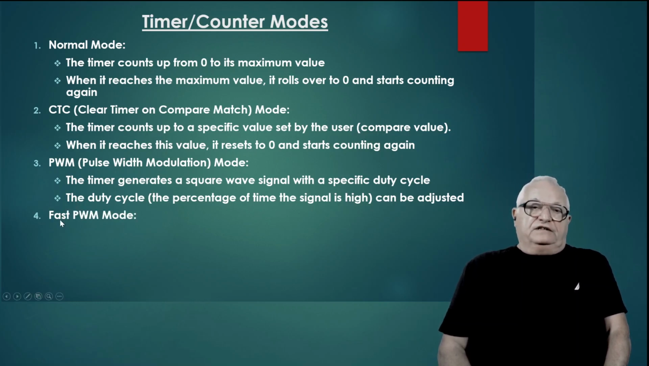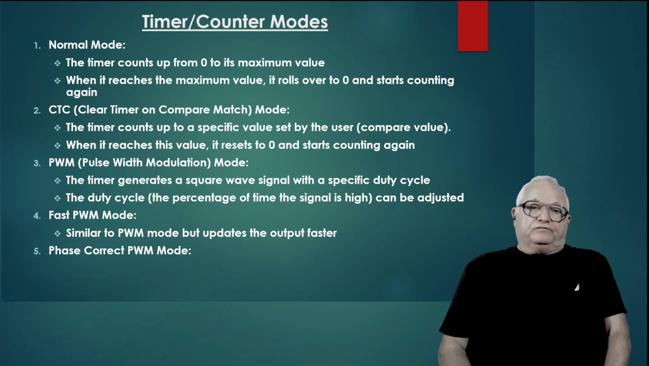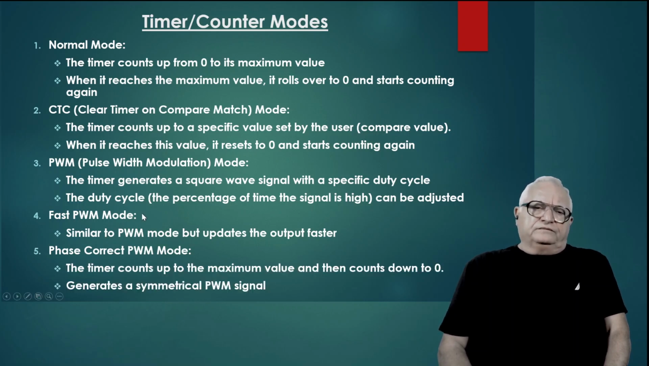Then we have a fast PWM mode, similar to the PWM mode, but it updates the output faster. And finally, we have the phase correct PWM mode. The timer counts up to the maximum value, and then counts down to 0. Basically it generates a symmetrical pulse width signal. Now we're going to program all these different modes, and that's when you get a better idea of how they work.